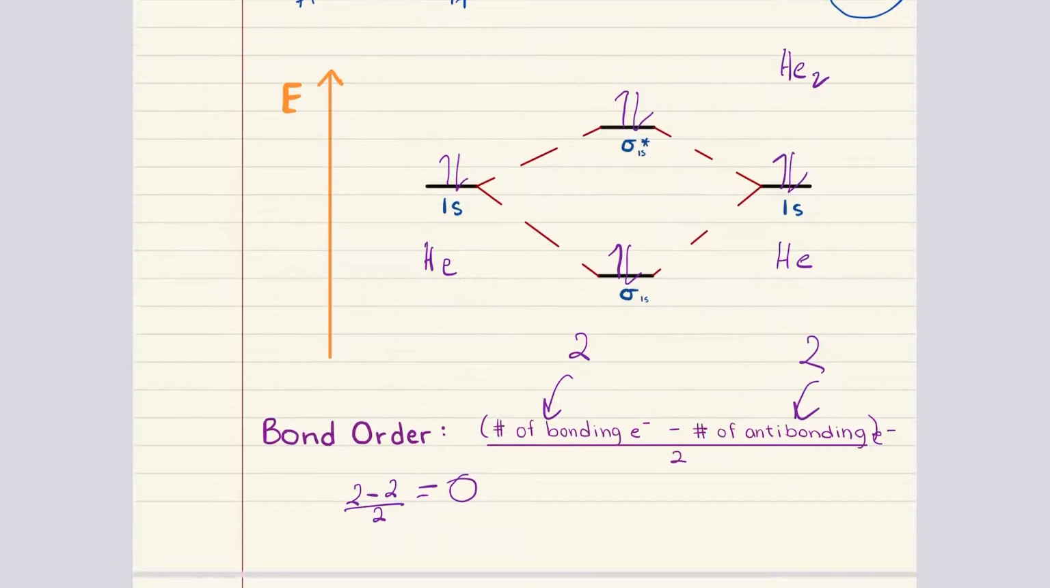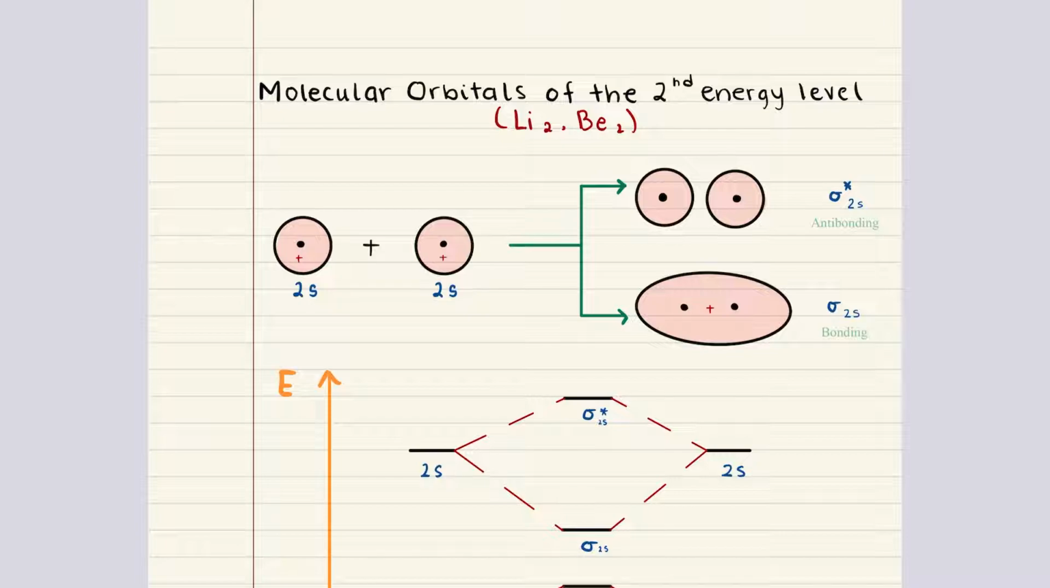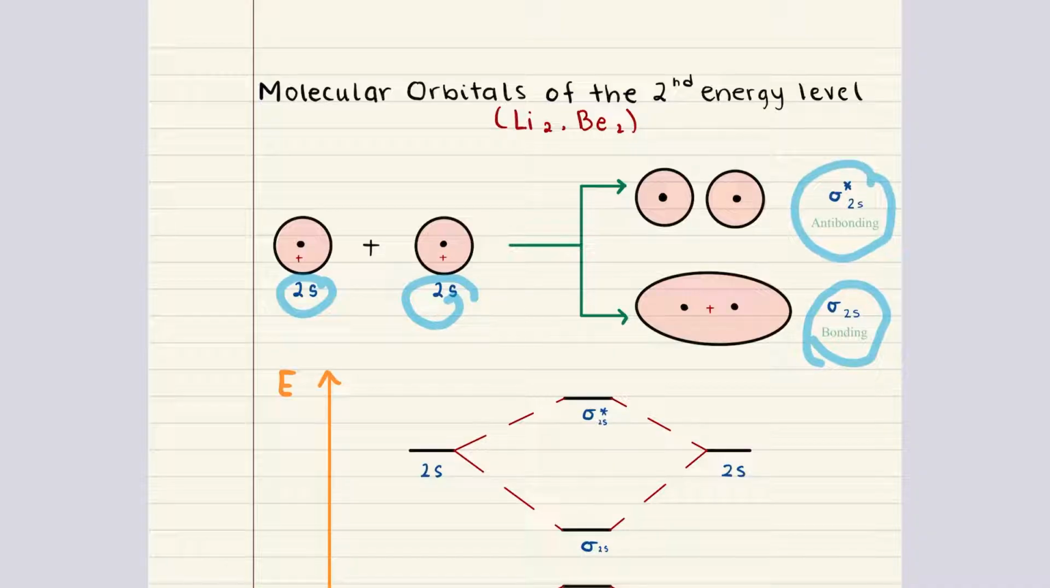Now we're ready to move into the next step and talk about 2s atomic orbitals. Just like with the 1s orbitals, when the 2s orbitals overlap, they form 2 molecular orbitals. One lower energy bonding orbital, the sigma 2s orbital, and one higher energy anti-bonding orbital, the sigma star 2s orbital. The bonding orbital results from constructive interference, where the electron density increases between the 2 nuclei, and that stabilizes the molecule. The anti-bonding orbital, on the other hand, results from destructive interference, which creates a node between the nuclei, and it makes this orbital destabilizing.